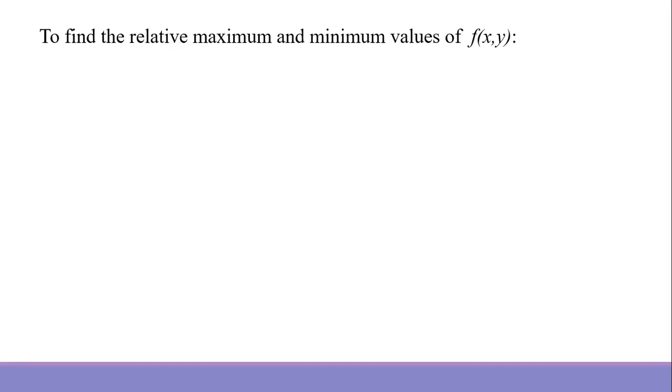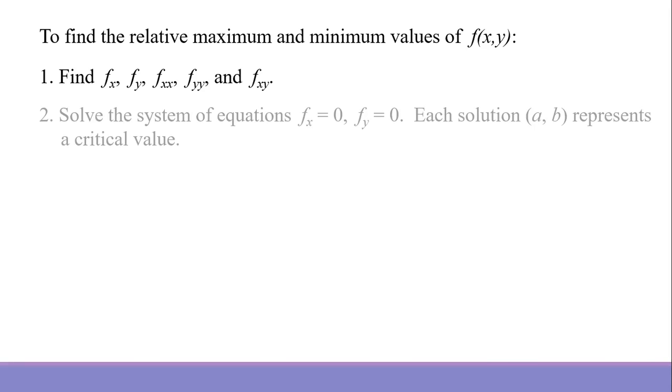So the first step we're going to have to do is find a whole bunch of partial derivatives. We'll find our two first partial derivatives, f sub x and f sub y, and we'll find 3 of the second partial derivatives. The next thing we'll do is set each of our first partial derivatives equal to 0 and solve those equations. The value that we get is going to represent a critical value.